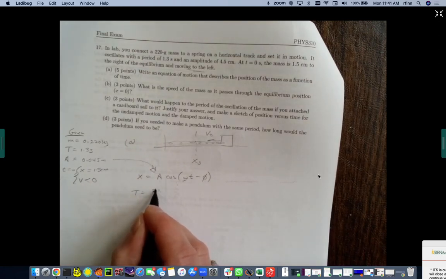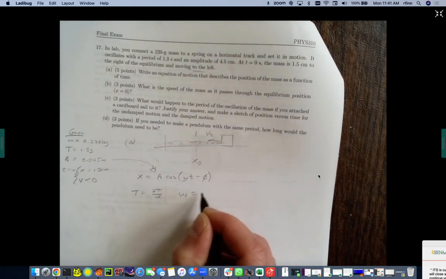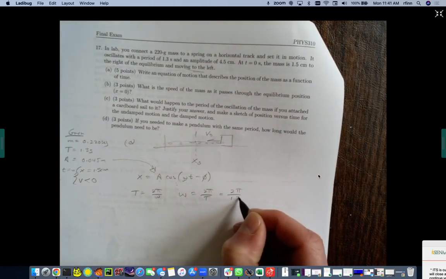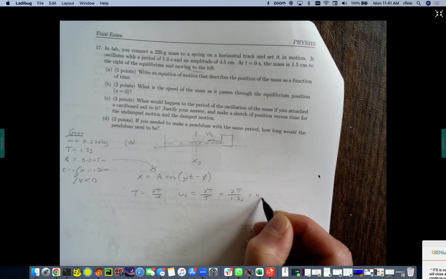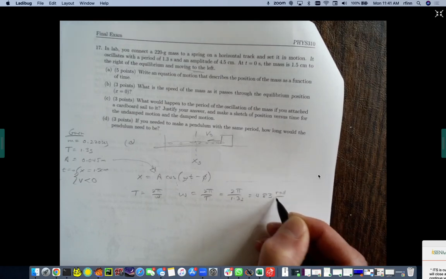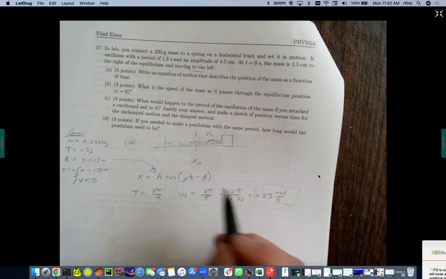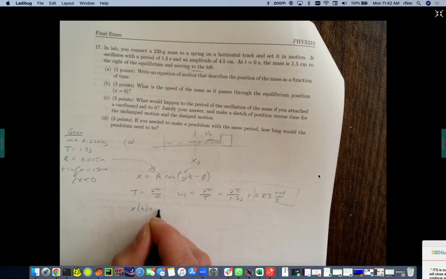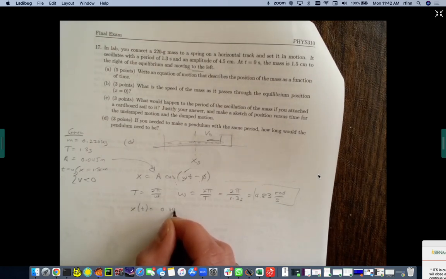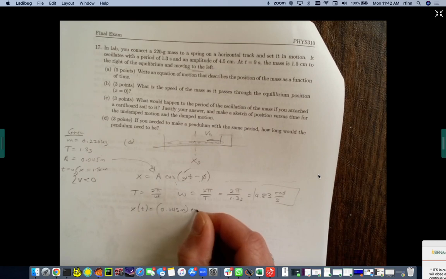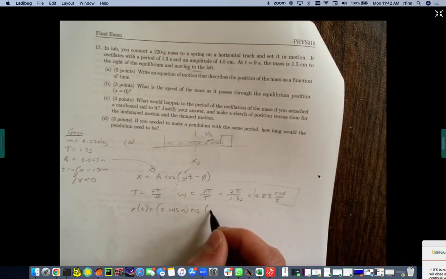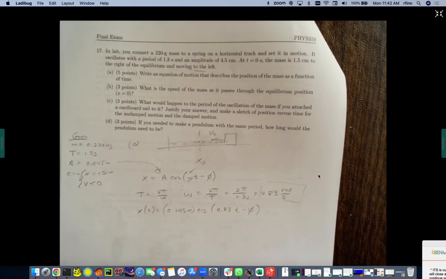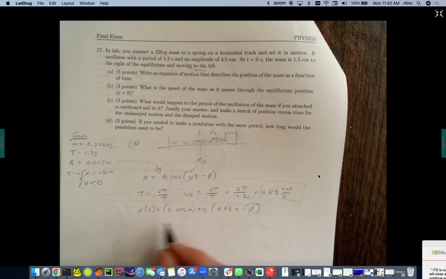Period is 2 pi over omega. So omega is 2 pi over the period. So 2 pi over 1.3 seconds gives that omega is 4.83 radians per second. Okay, so we got that part. Check. Now we just need phi. So far we have x as a function of time is 0.045 meters cosine, I'm just going to drop the units because it gets confusing in there, 4.83 t minus phi.